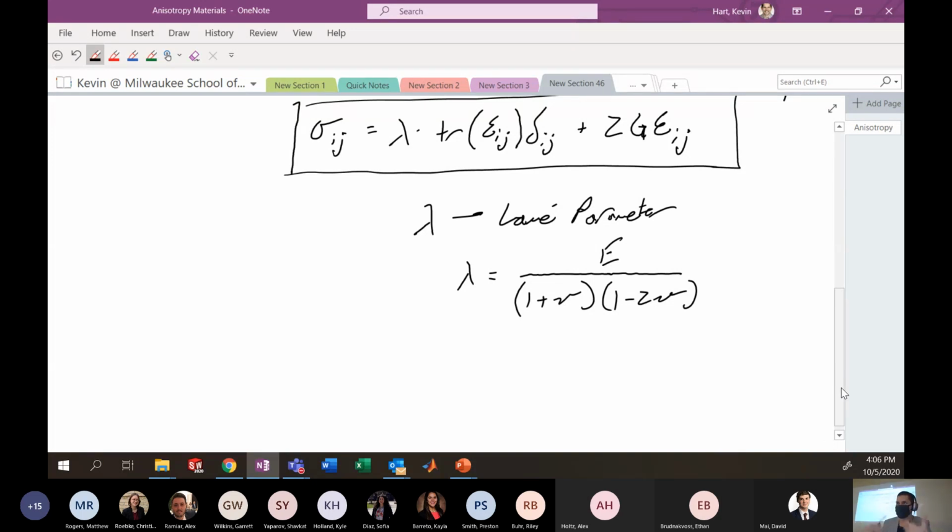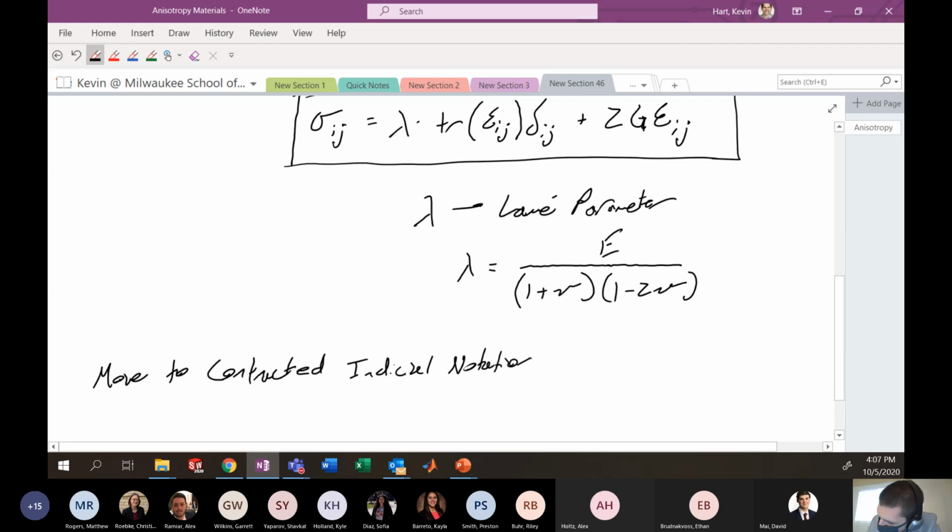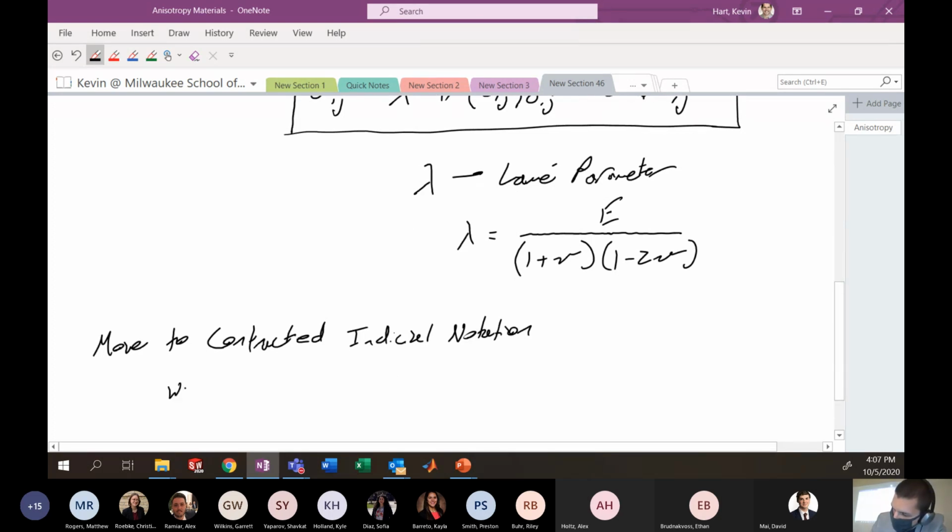But we generally know that if a material is obeying conservation of angular momentum, then sigma ij is equal to sigma ji. And instead of writing this as a 3x3 matrix, maybe we want to write it as a 6x1. Okay, so we move to contracted additional notation, with sigma ij equals sigma ji, and with strains epsilon ij equals epsilon ji.